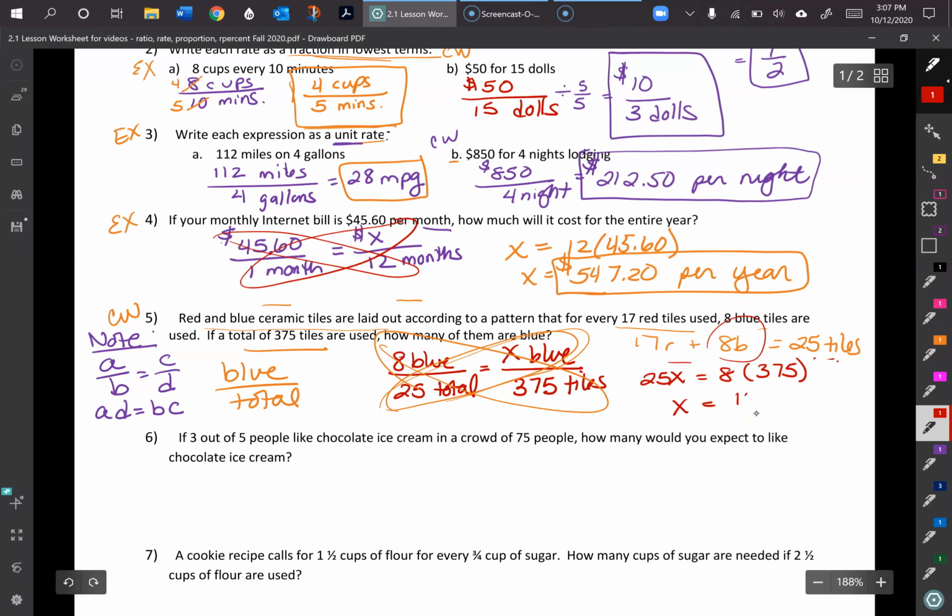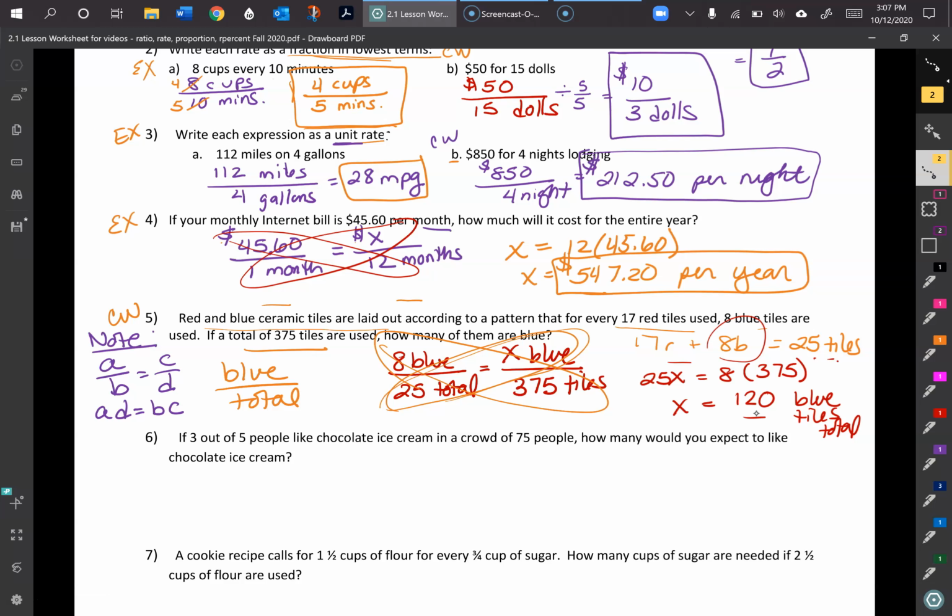And I get 120 blue tiles total. Okay, so this 8 times 375 is pretty big, like 3,000. So if you didn't divide by the 25, you see there was a problem. And you can now tell, well, 120 out of 375, that seems proportional. That makes sense. It's not bigger than what I have total. That would be a red flag.